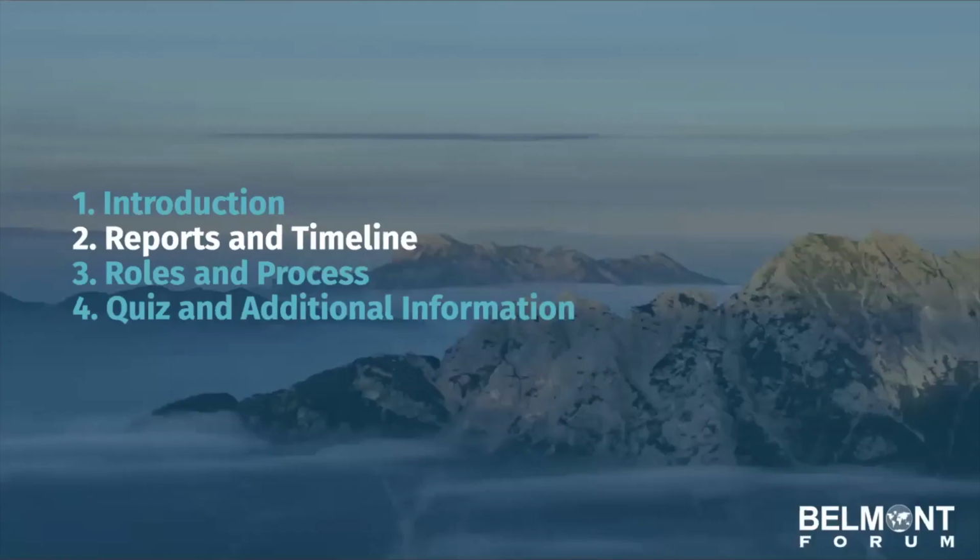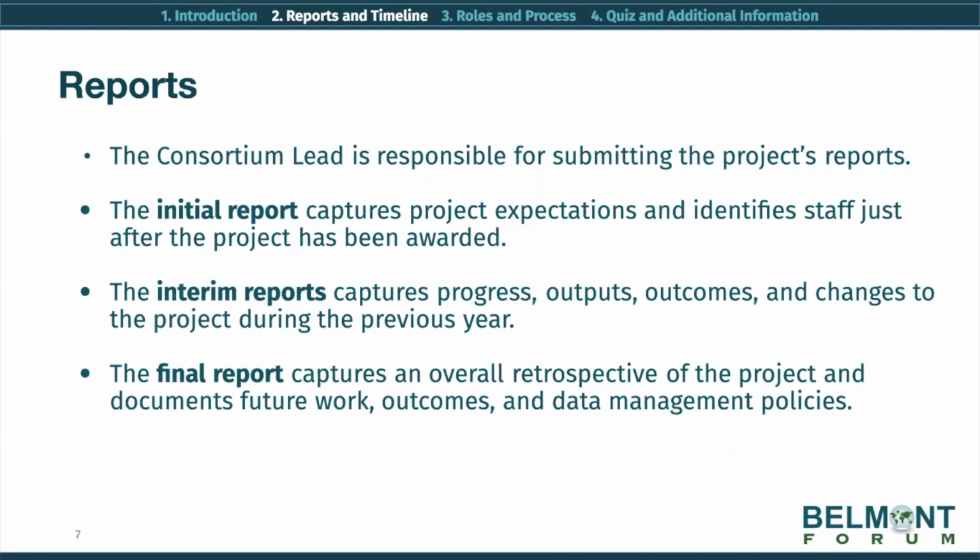Now let's take a look at the different types of reports and annual reporting timeline. The consortium lead, the lead project investigator for each project, is responsible for submitting the project's reports. The initial report captures project expectations and identifies staff just after the project has been awarded. The interim reports capture progress, outputs, outcomes, and changes to the project during the previous year. The final report captures an overall retrospective of the project and documents future work, outcomes, and data management policies.